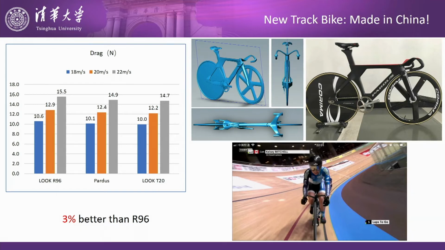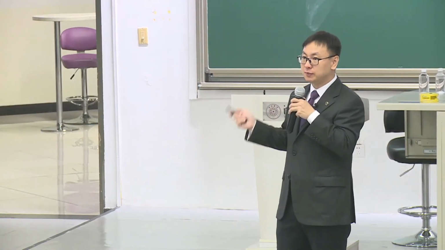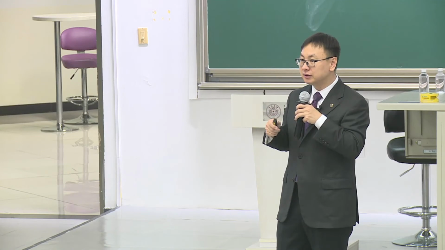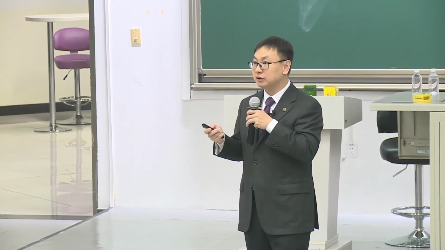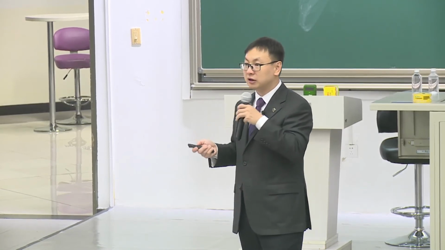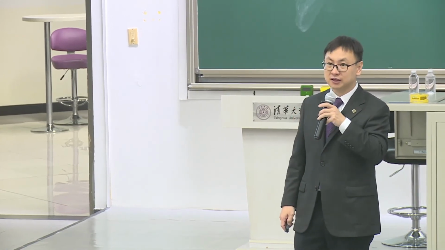We found that Pardos' bike is already better than R96, and slightly behind T20. And this is Li Huishi from Hong Kong, China. She has used this bike since last year. But our national team still uses T20 this year. Some of them are still using R96. Okay, so this is our work on track cycling.